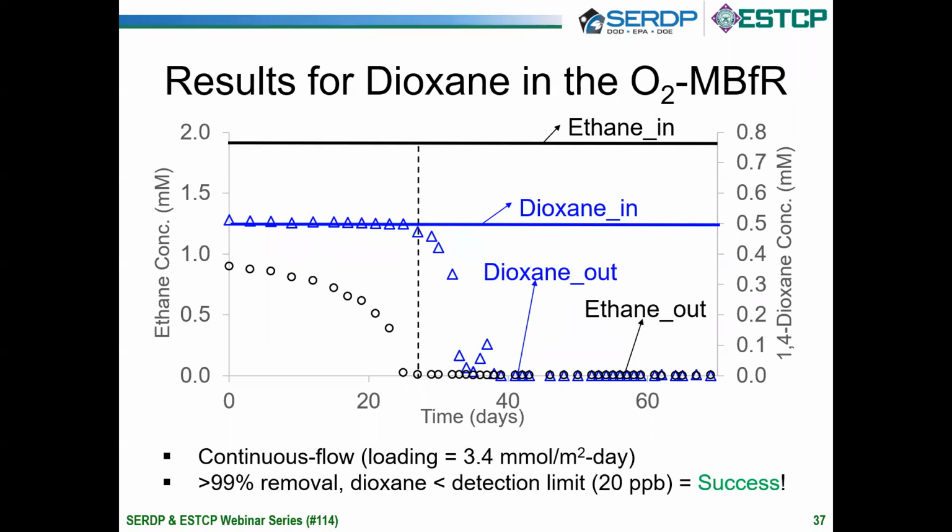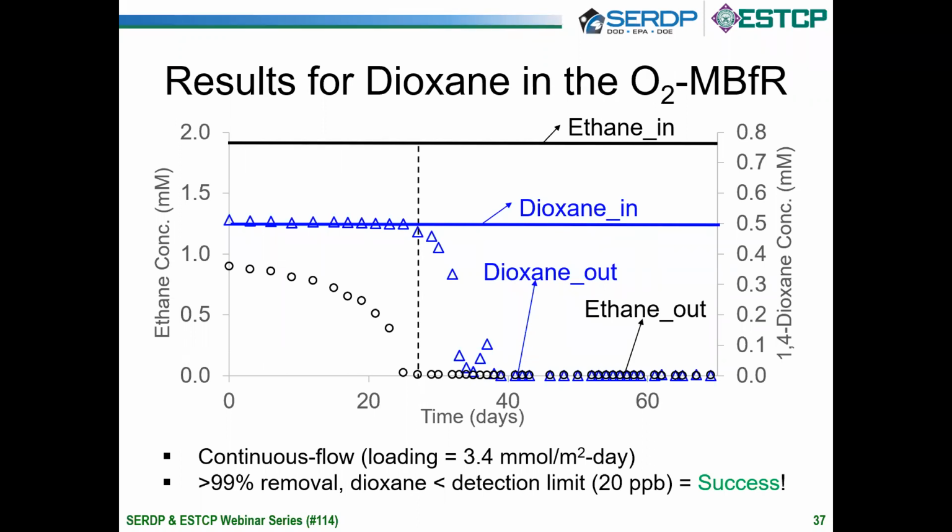If you look at the little black circles, you'll see what happened to the ethane. It took some days to grow a really good, mature biofilm, but after 20 or 25 days, we had a very mature biofilm and we were getting 100% oxidation of ethane.